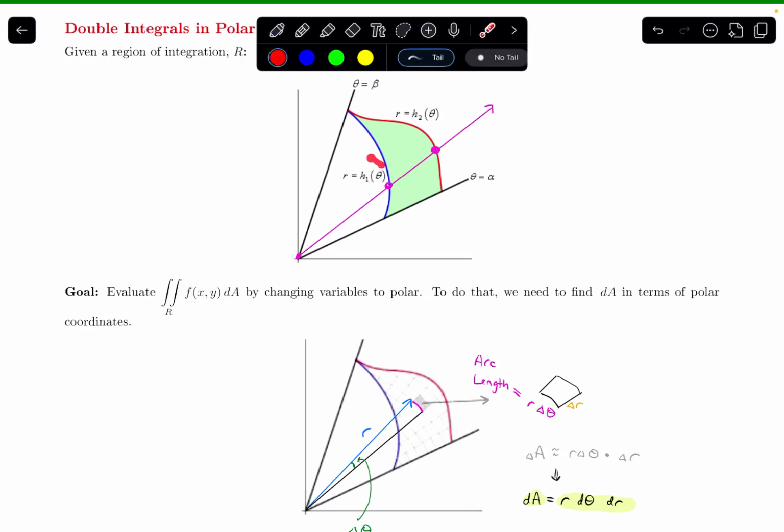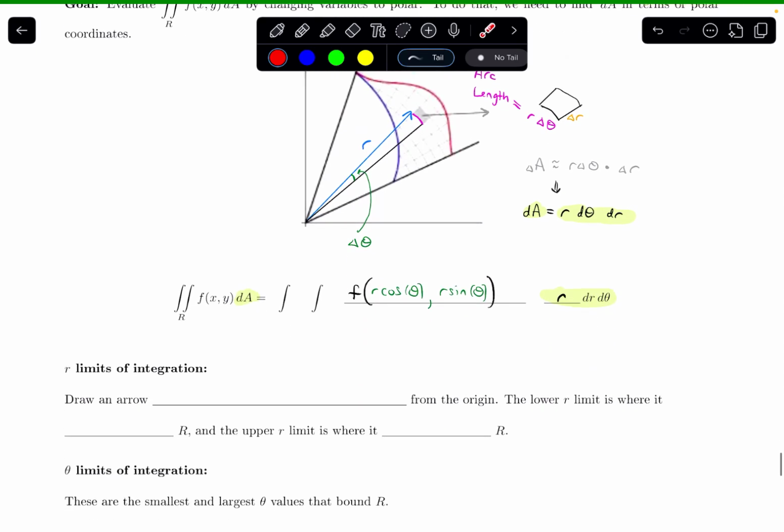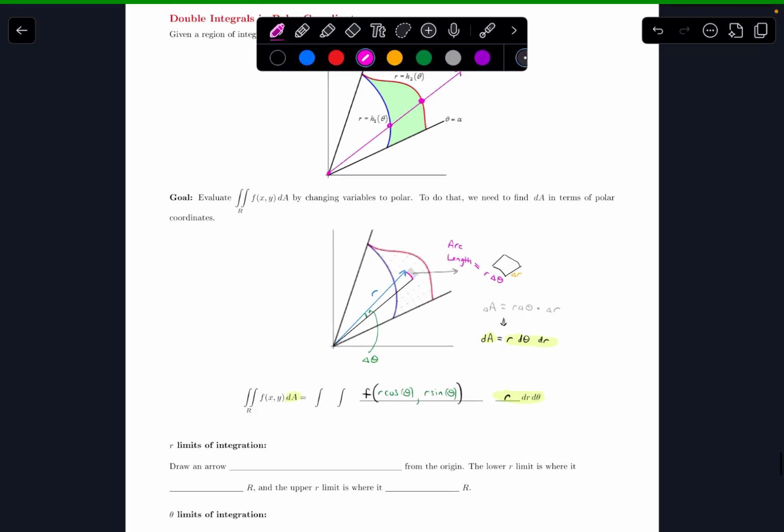Where it enters, that's going to be my lower limit of integration. Where it exits, that's going to be the upper one. So in our formula here, the lower r value is r equals h1 of theta, and the upper one is r equals h2 of theta. We got that by drawing an arrow radially outward from the origin; the lower limit was where it enters, and the upper limit is where it exits the region.